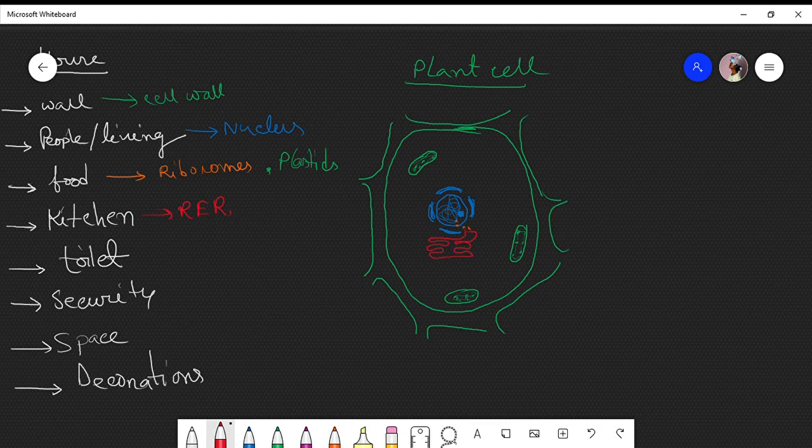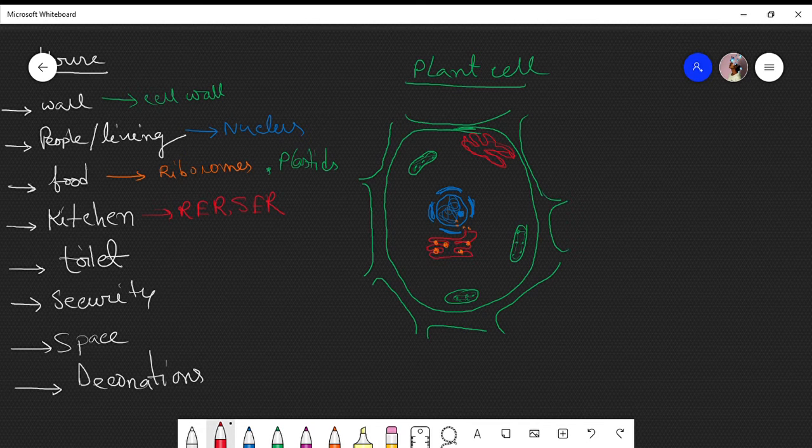Now we're at the kitchen. In the kitchen, there is rough endoplasmic reticulum and also smooth endoplasmic reticulum. What's the difference between them? The difference is that the rough endoplasmic reticulum has studded ribosomes in it, but the smooth endoplasmic reticulum doesn't. So it's just like a smooth version of that, just chilling right there in that cell part.